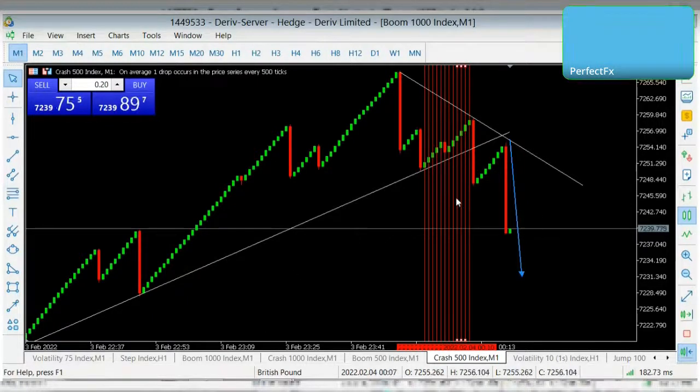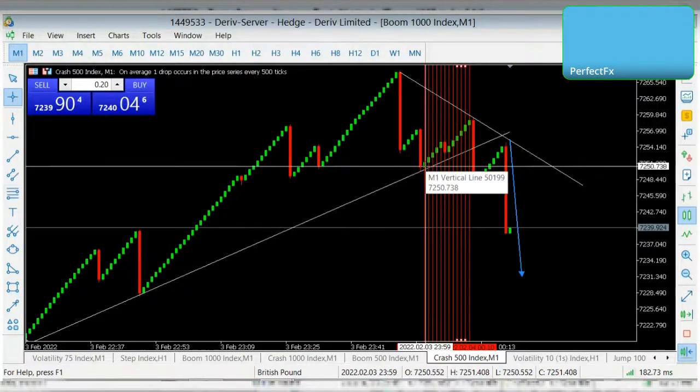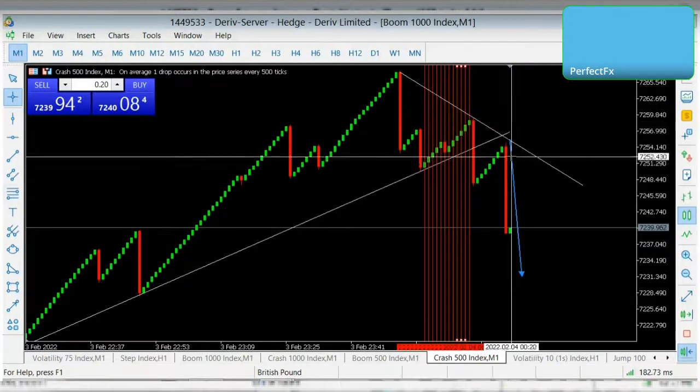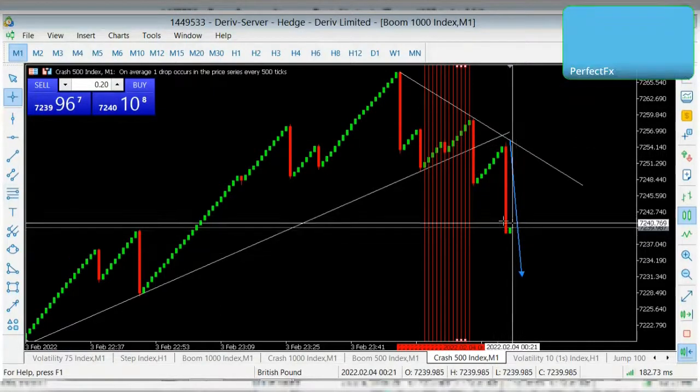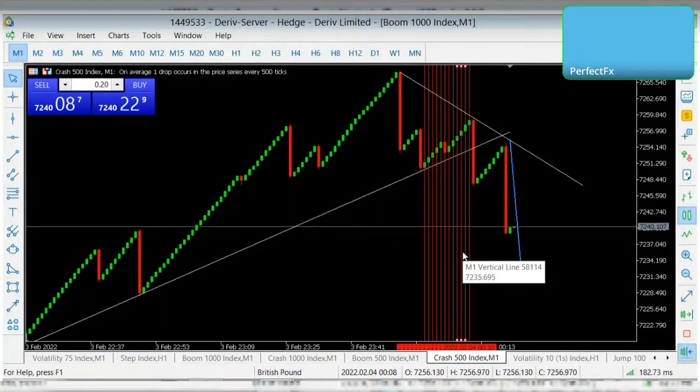So as I said, you can see entries like this 3 to 4 times in a day, and we've just seen 2 entries on a single commodity. On Crash 500, we've seen 2 entries, a buy and a sell.